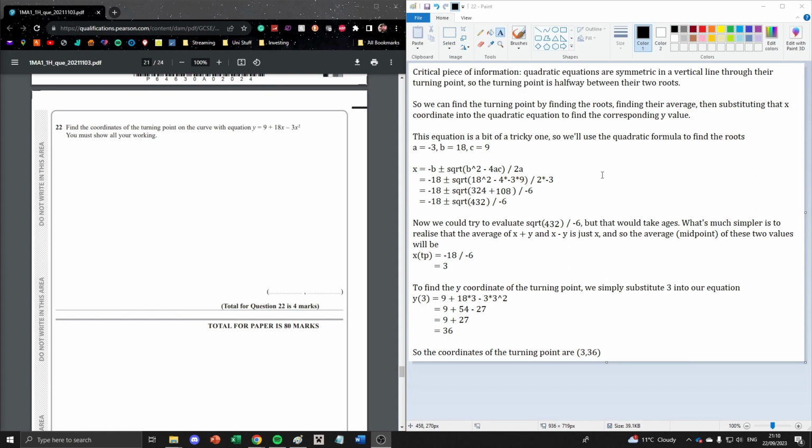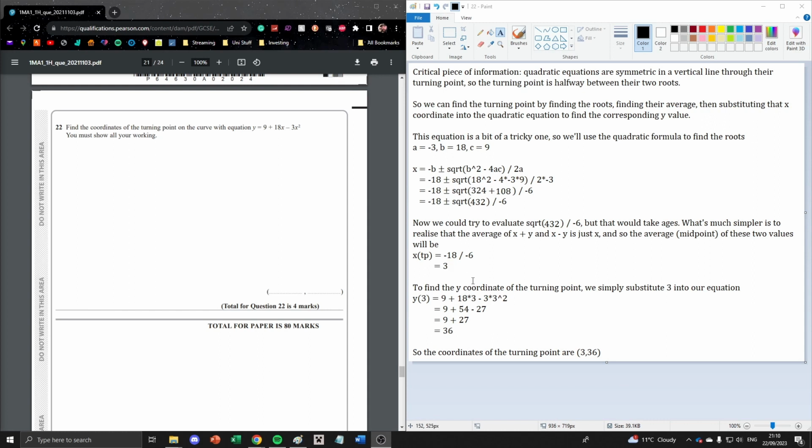Now, we could waste a ton of time trying to evaluate square root 432 on minus 6, but that's just a waste of time, frankly. What we need to realize is that if we take the two numbers, so minus 18 plus square root 432 on minus 6, and minus 18 minus square root 432 on minus 6, the middle of those, ignoring the plus or minus, is just going to be minus 18 on minus 6, therefore 3. So the x coordinate of the turning point is going to be 3.